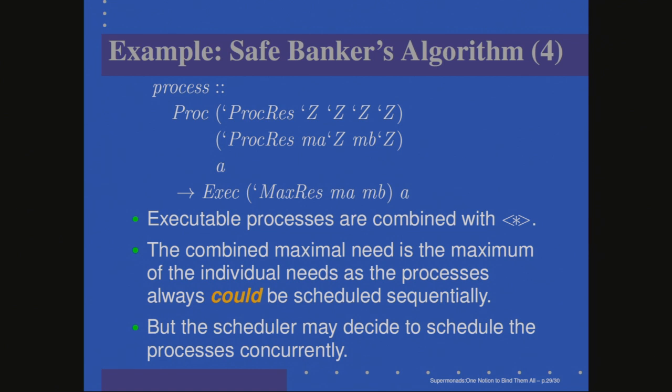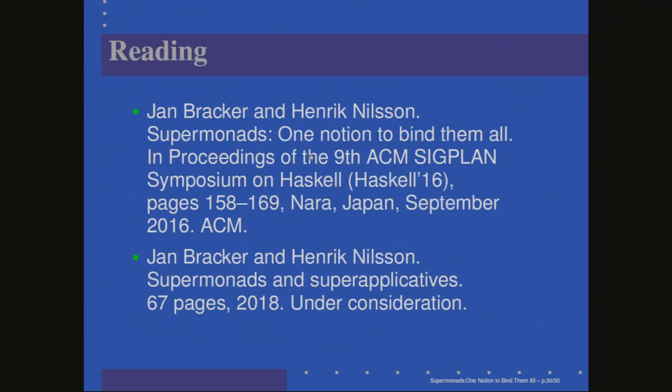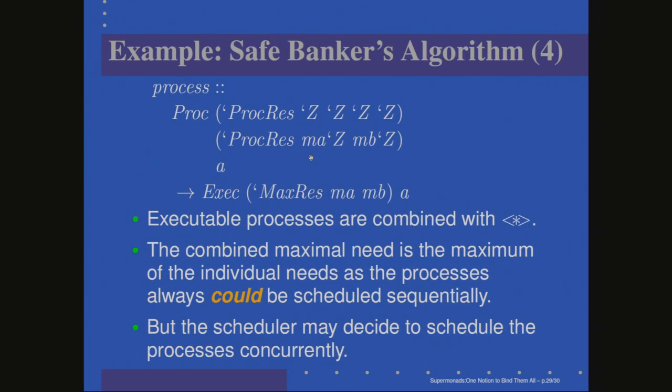So the scheduler then may decide to schedule them concurrently or not, but that's a bit of a side issue. So that's a sketch of how we can use an indexed monad and a graded applicative together in this framework to express a safe banker's algorithm. Yeah, and that was pretty much all I wanted to say.